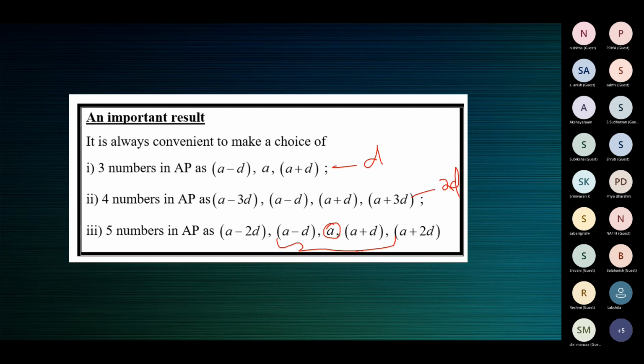The common difference can be anything, so you can assume these 4 numbers to be in AP. In the first and the third one, the common difference is D, while in the second one, the common difference is 2D. When you subtract any term and its preceding term, the difference is 2D.